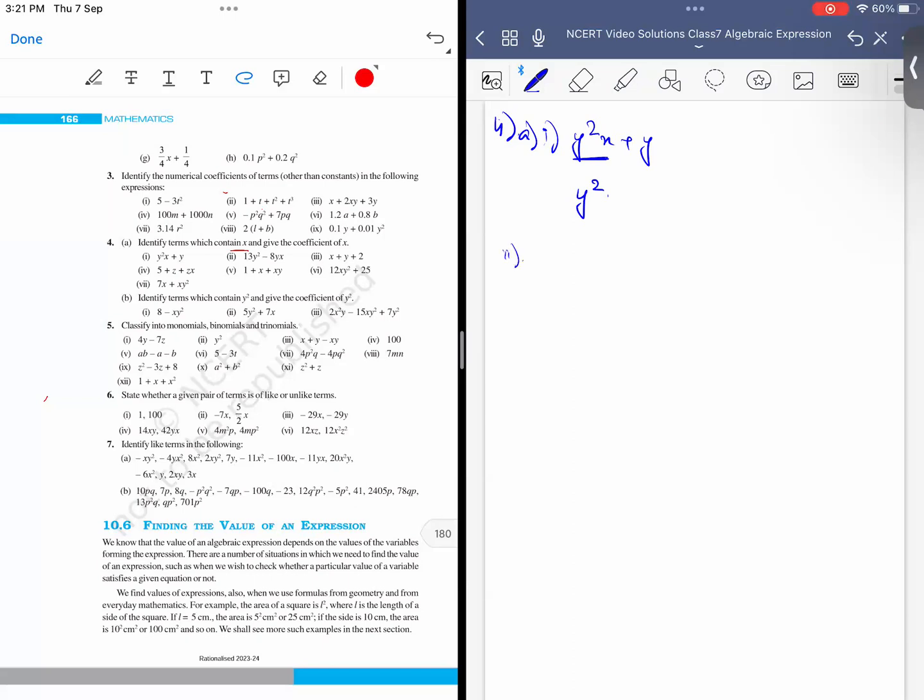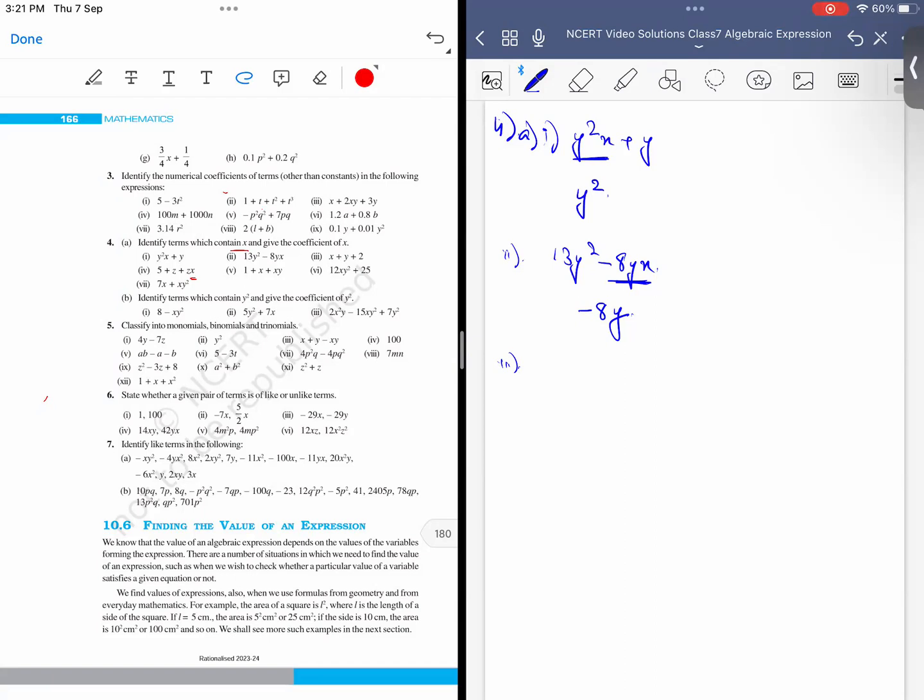Next, second one, 13y square minus 8yx. Now again, this term has the x variable. So what is the coefficient? The coefficient becomes the other factors, other than x. So the coefficient is minus 8y. Next, the fourth one, 5 plus zx. This term is having x, so the coefficient will be z. Likewise, we can do the rest of it.